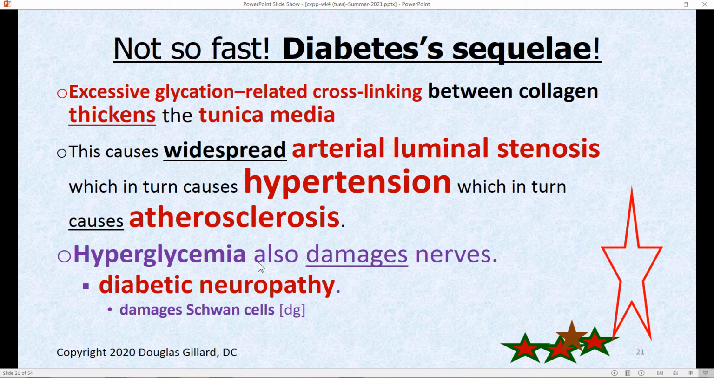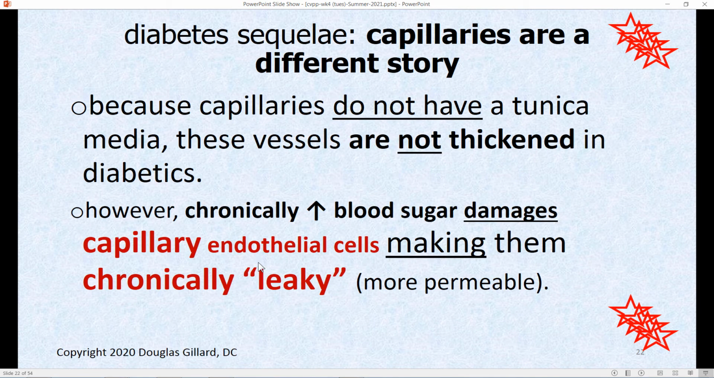The hyperglycemia can also soak into nerves and damage those nerves so they start spontaneously discharging and causing pain. Very common scenario, diabetic neuropathy. You'll run into patients with that. Schwann cells are damaged, and the nerve short circuits and sends pain signals when it shouldn't.